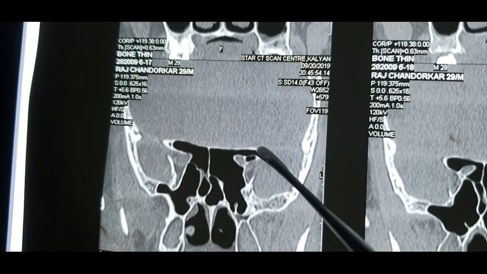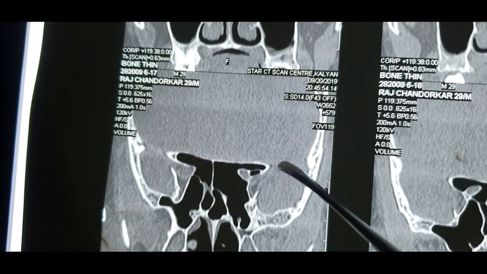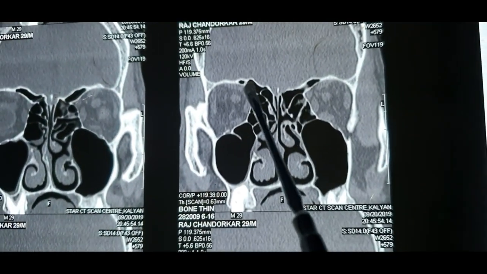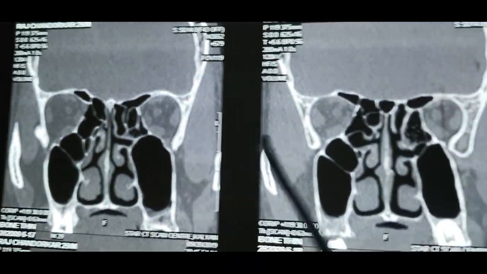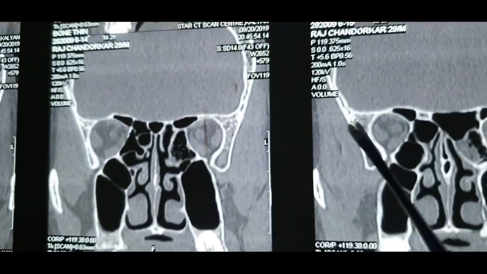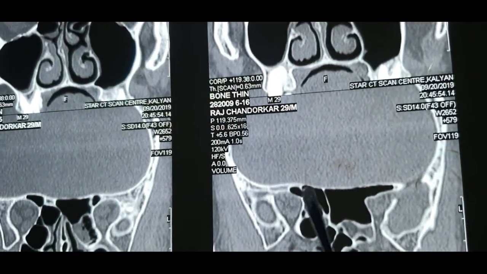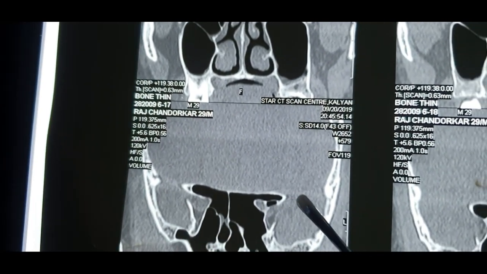The continuation is not there anymore. See this? There is a huge defect. I cannot say defect, but there is a huge area where there is no bone. As we all saw, this was a posterior ethmoid. Continuous. See, continuously there was a bony plate all throughout. So, here also there is a bony plate all throughout. See here, there is no bony plate.